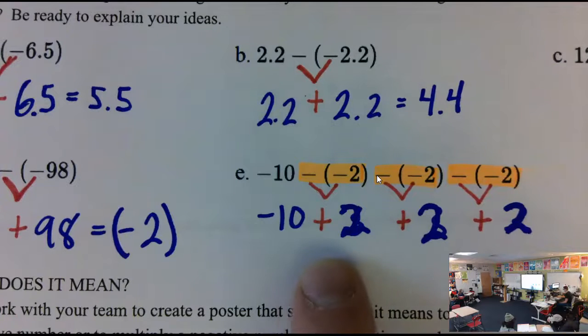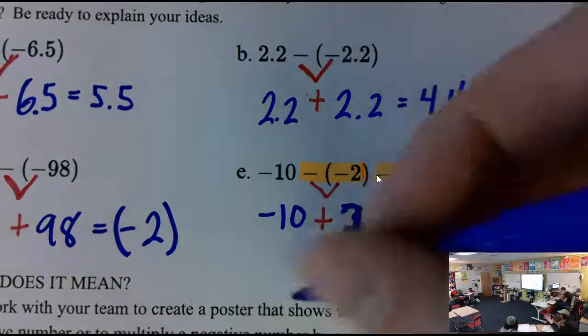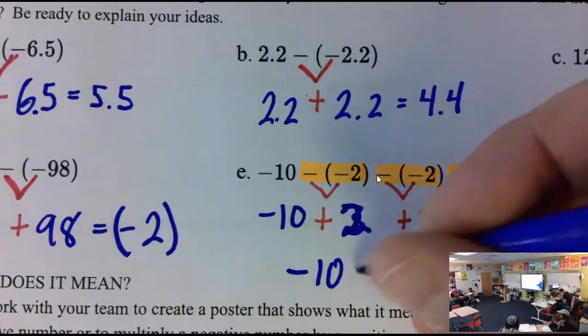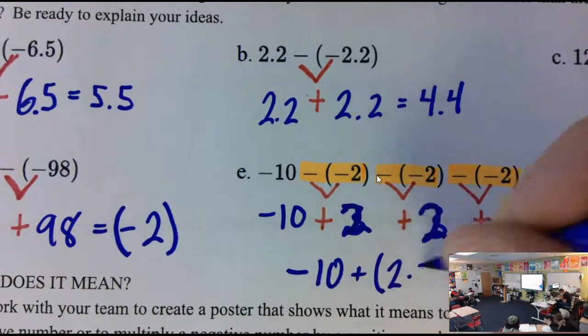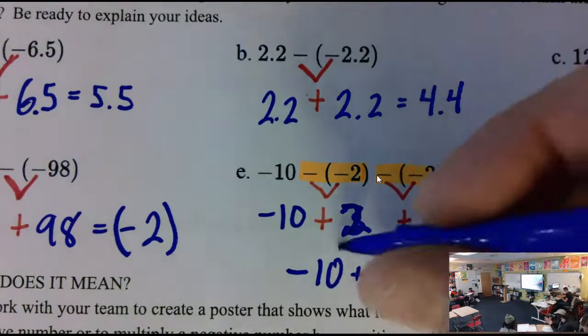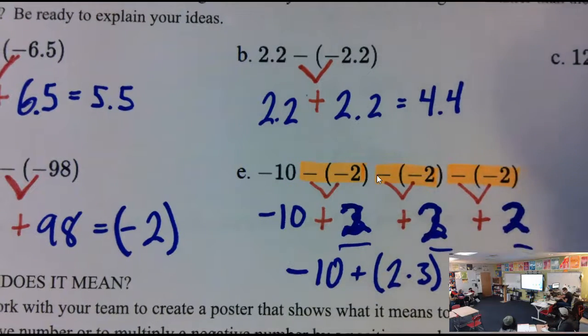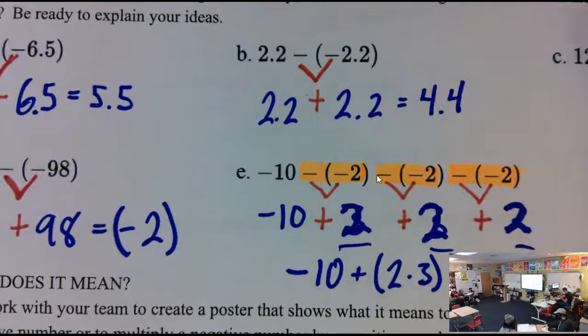But it adds 2, 2, and 2, and that kind of gets redundant. How many 2s do I add here? 3. So I really could just say negative 10 plus 2 times 3. Right? Am I allowed to say that? Yeah, there are 3 2s. So that's really negative 10 plus 6. And we get negative 4.